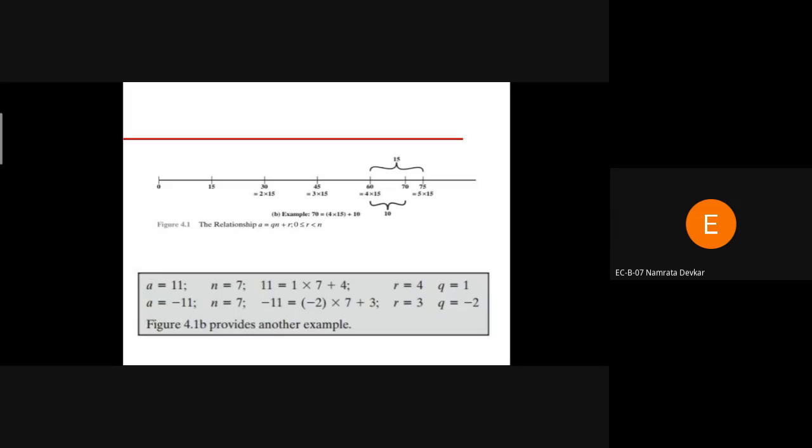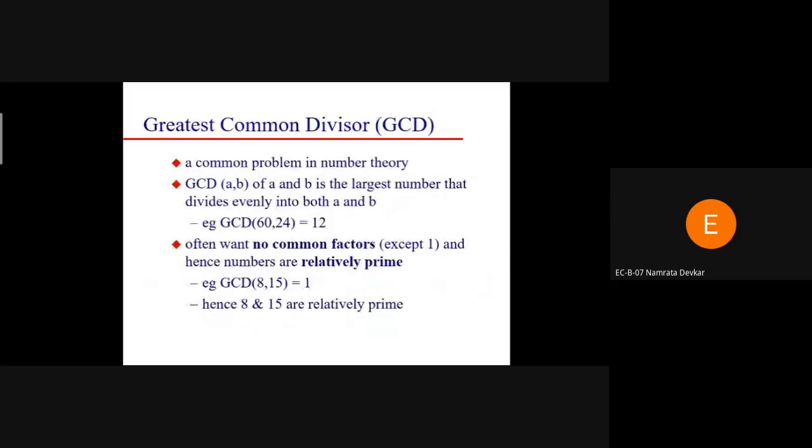If we take the value of a as minus 11 and the value of n as 7, then we can represent minus 11 is equal to 7 into minus 2, that is minus 14, plus 3. So that should be minus 11. Minus 11 is equal to minus 11. So the value of the remainder is 3 and the value of the quotient is minus 2. This is the concept of the division algorithm.